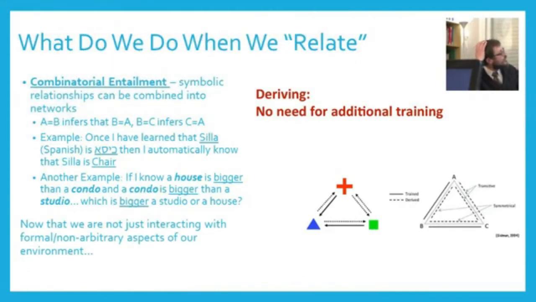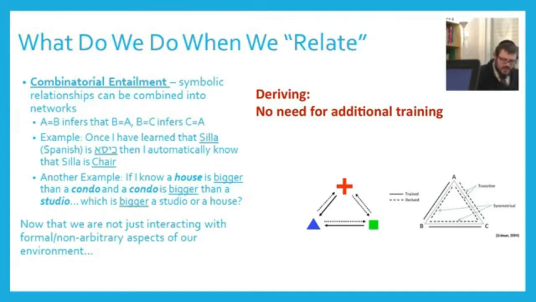in combinatorial entailment, this gets cool. Because as soon as I've created associations between my red cross and my triangle, and then I create associations between my triangle and my square, I now automatically, without any learning, make connections between the red cross and the green square without any learning either way. You just do it.